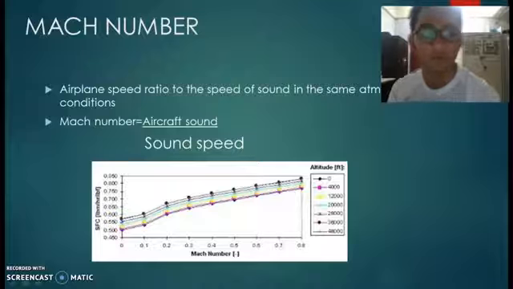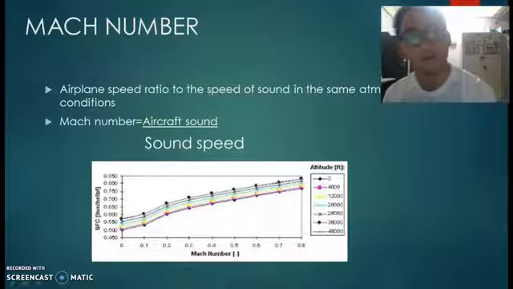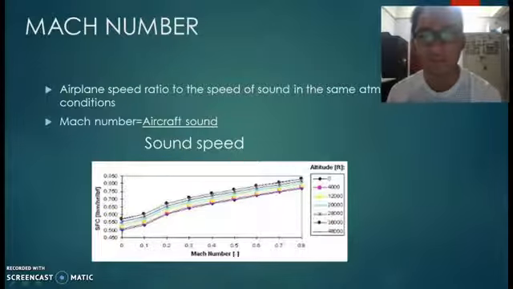Okay, Mach number. Airplane speed ratio to the speed of sound in the same atmospheric conditions. Mach number in the easy way is aircraft speed per speed of sound. Okay, down there is just the timetable.